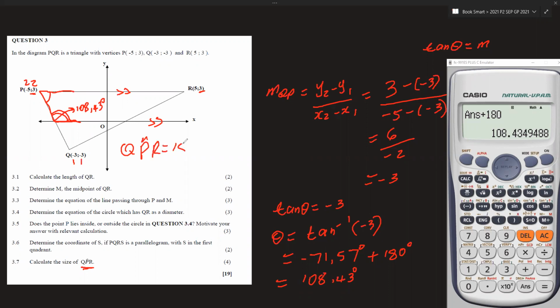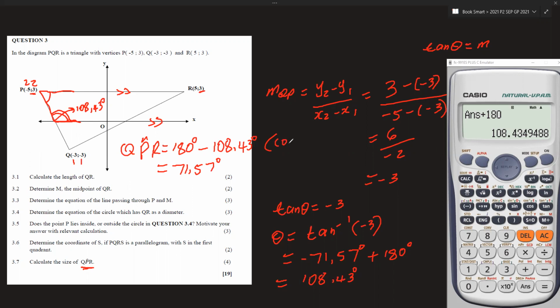So now I know that QPR is the same as 180 minus this angle. Remember, co-interior angles form a U and they add up to 180. So if I subtract this one, I can easily get that one, which is 180 minus 108.43 degrees. Then that should give me 71.57 degrees.